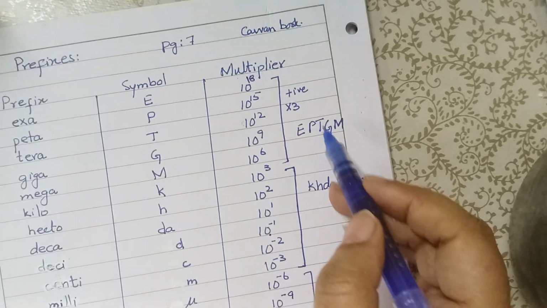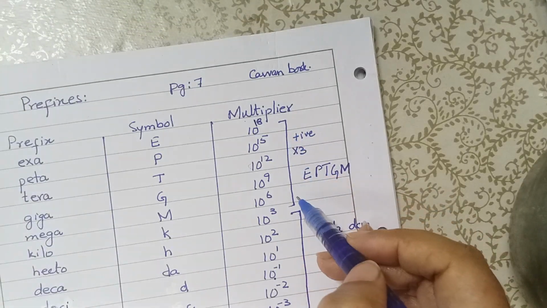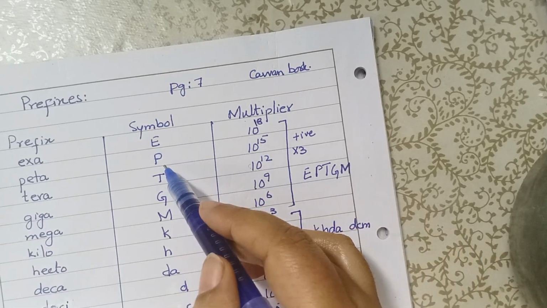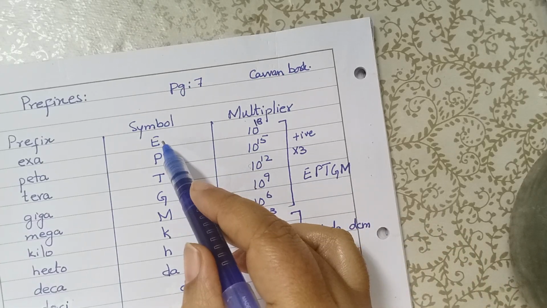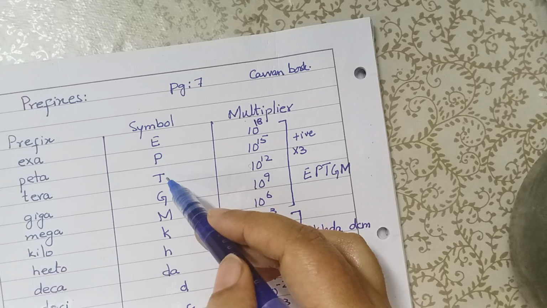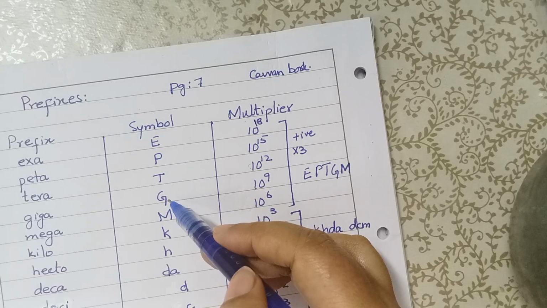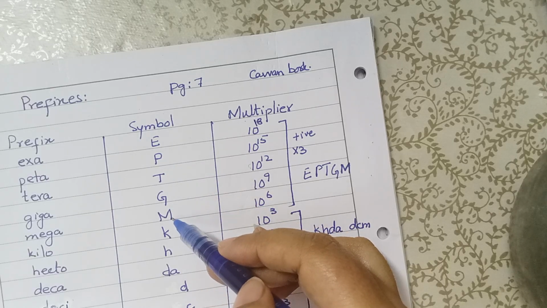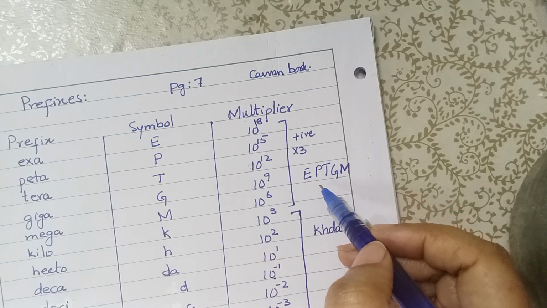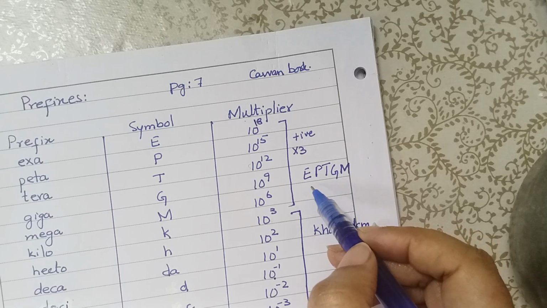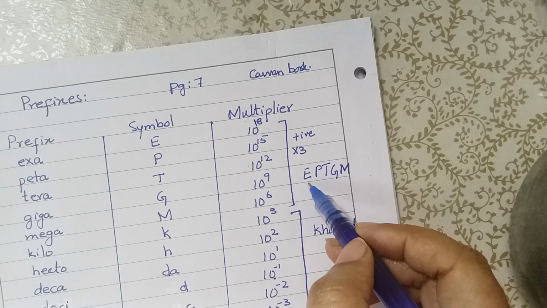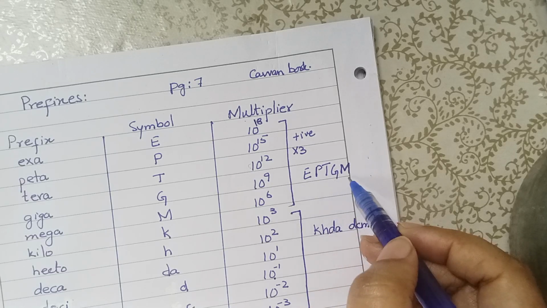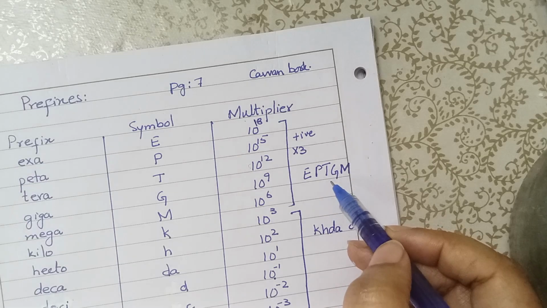Similarly, the upper ones contain the positive values and are all represented with capital letters: Exa capital E, Peta P, Tera T, Giga capital G, Mega capital M. We keep this in mind by writing a small word, EPTGM. So now: exa, peta, tera, giga, and mega. In this way, you can keep it in your mind.